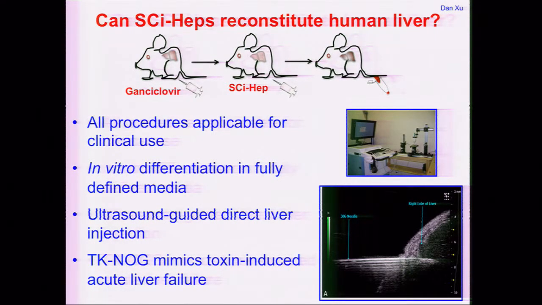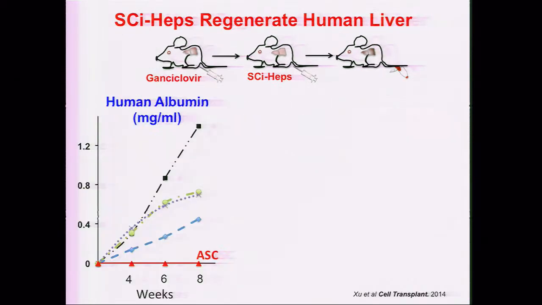The only difference is we bought a very fancy ultrasound machine, and we're going to do it percutaneously in the mouse under ultrasound guidance. This is the needle going into the liver, and we can do spot injections in the mouse liver. And just to show you what it looks like, we inject ISAP into the mouse. This is the amount of human albumin. These are 3 mice. They continuously make albumin.